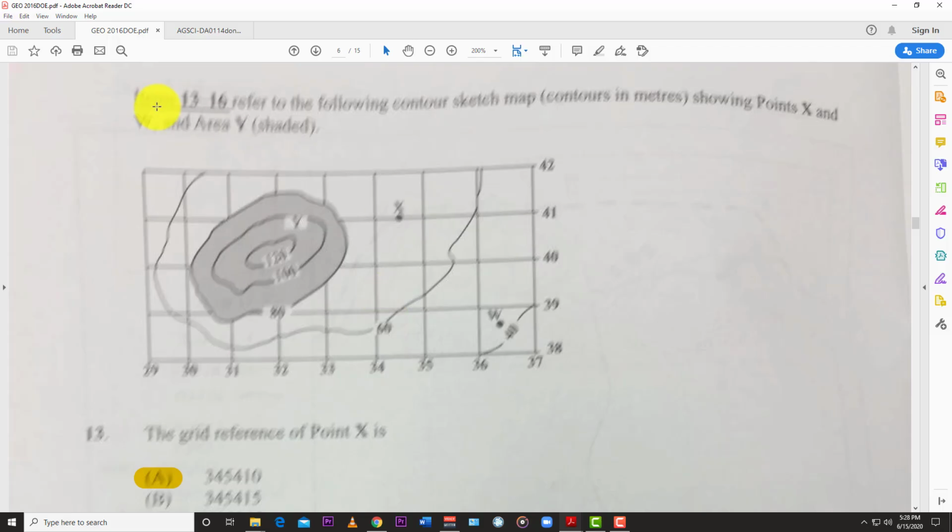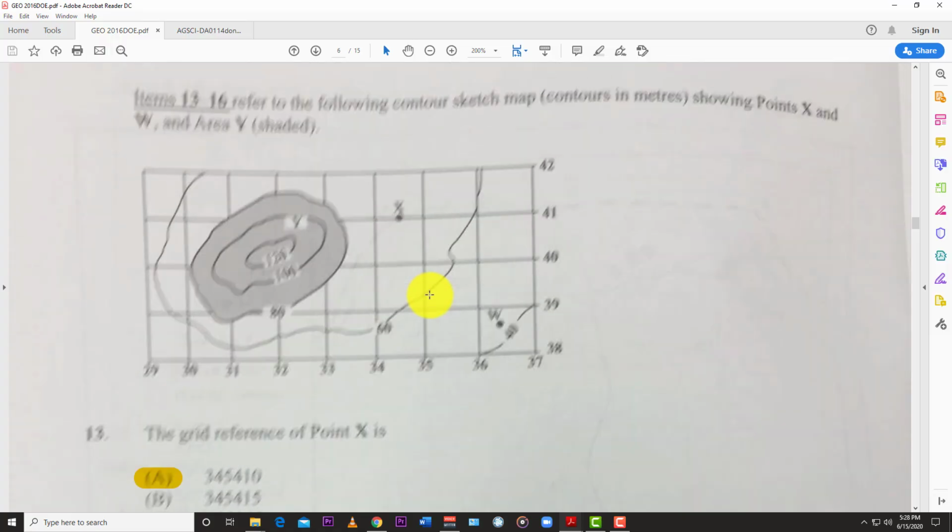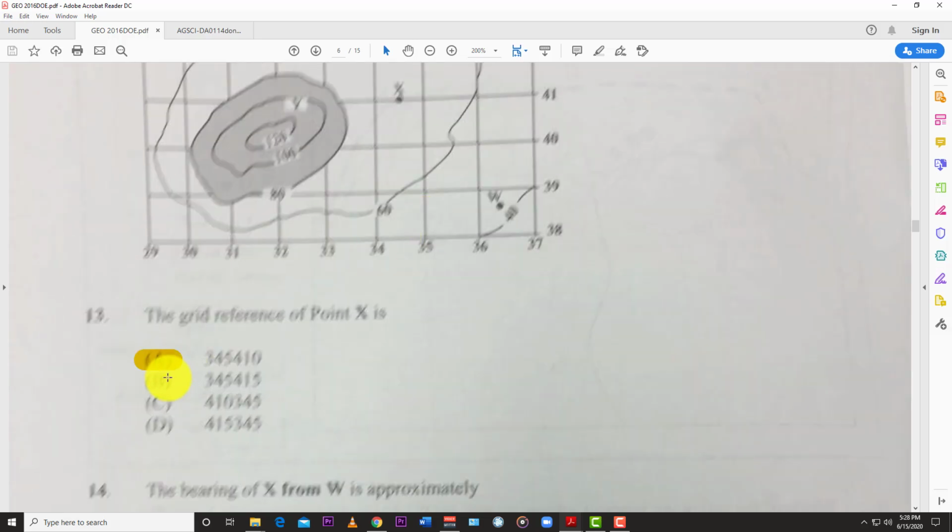Numbers 13 to 16 refer to the following contour sketch map, contours in meters, showing point X, point W, and area Y, sorry, which is shaded. So let's go. The grid reference of point X is, so we're looking at point X right here. And so the grid reference would be, of course, 34, 54, and 10.